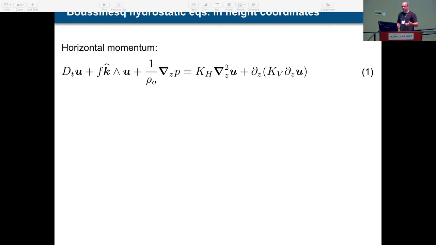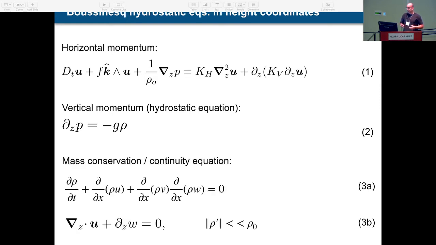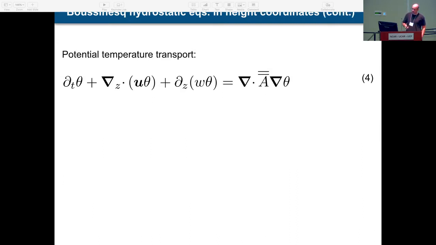So jumping into the equations, this is the equation for horizontal momentum in vector form. This is the vertical momentum, or hydrostatic approximation. So basically partial p partial z equals minus rho g. Mass conservation, which is in 3A, so that's the full form of mass conservation. But because we make the hydrostatic approximation, that simplifies into the continuity equation, which is given by 3B.